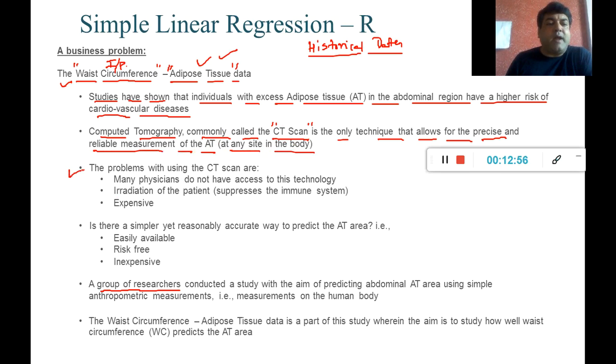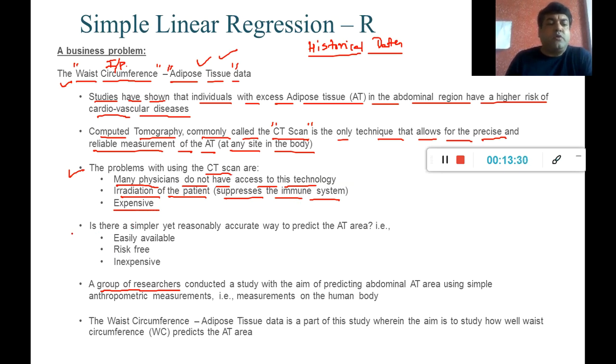Now what is the problem? Why do they want to do this analysis? The problem with CT scan is many physicians do not have access to this technology. Irradiation of the patient, okay, so it suppresses basically the immune system of the person, because you get into that magnetic zone and all, and a lot of people have some problems, and they complain about it, right? And obviously it is very expensive. It is not commonly available and it is expensive, right?